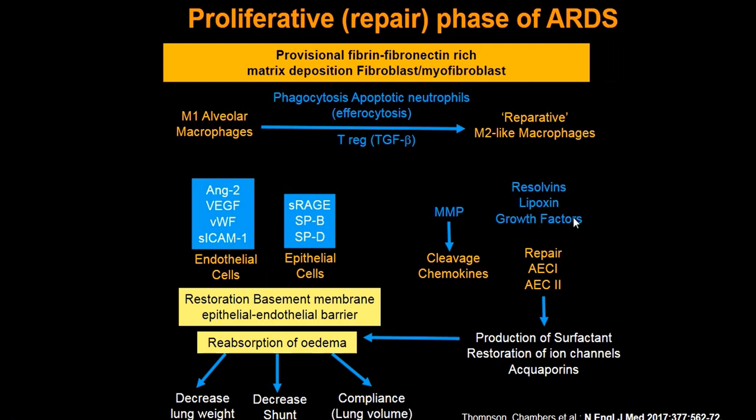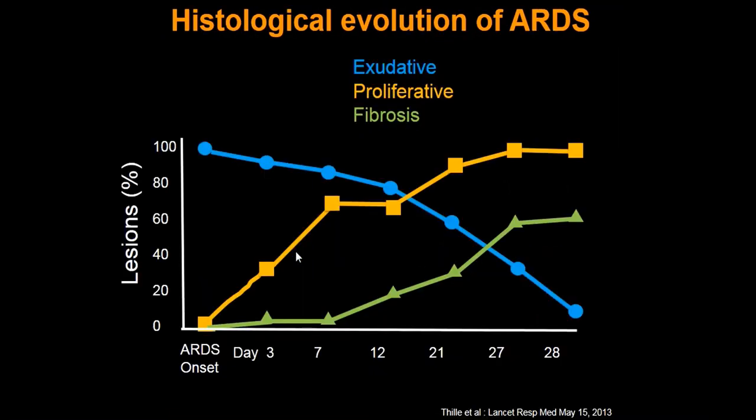And these produce other factors, growth factors, that can repair the endothelial cells and the epithelial cells, so they can start producing surfactant again. The ion channels are restored, there are some aquaporins. Essentially, all the fluid that has been accumulated over the first phase gets removed. And as a consequence of that, the edema is reabsorbed, and the lung weight goes down, the shunt goes down, compliance goes up. And I put there compliance and lung volume interchangeably. And those markers, which have been associated with ARDS outcome and subtypes of ARDS, go down. And this is a marker of resolution.